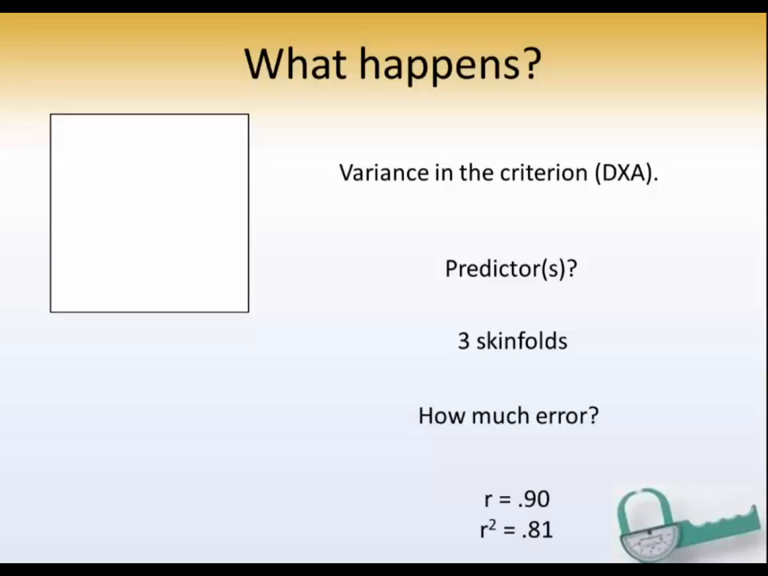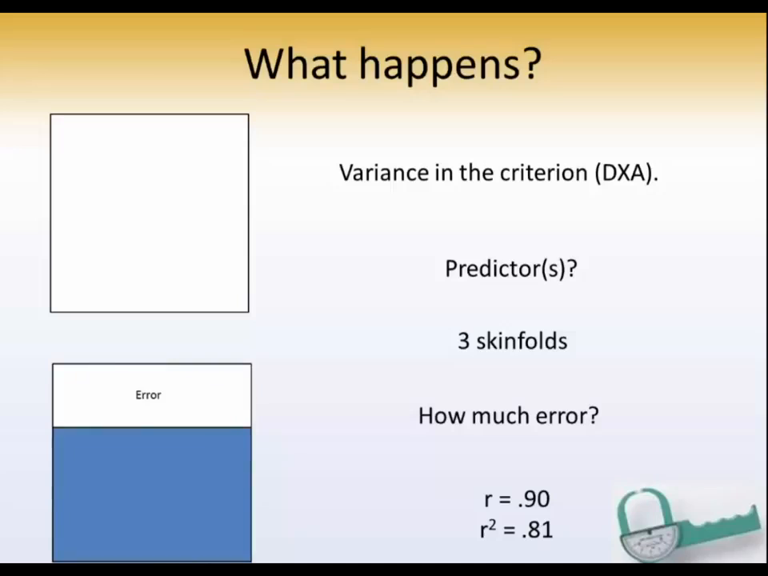If the correlation between 3 skin folds and DEXA-determined percent fat is 0.9, R squared, the coefficient of determination, is 0.81. So we would have this figure to represent how much error there is in estimating DEXA-determined percent fat from skin folds. Notice, 0.90 squared is 0.81. 81% of the variation in DEXA percent fat can be accounted for by knowing 3 skin folds.